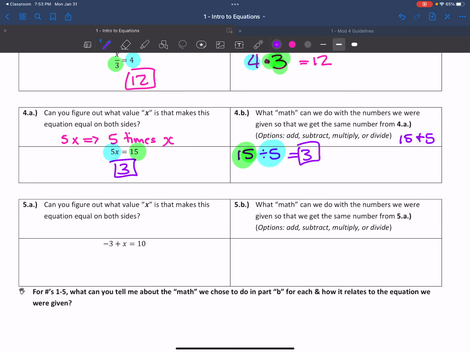Because like I said, these are relatively simple. We're going to move on to where the math won't be as easy to do in your head, where you're going to have to take steps to figure out your work.